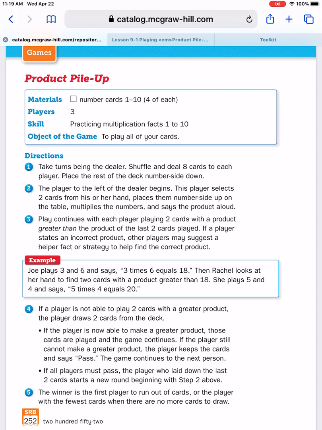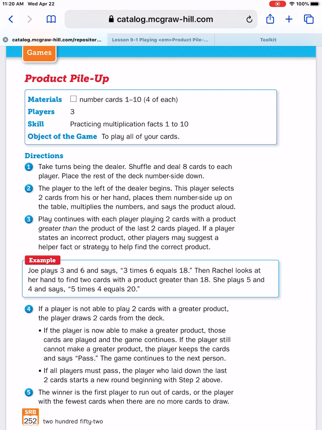Once that person puts down 2 of their cards, multiplies them and says the product, then the other player needs to look at their hand and find 2 cards that they can multiply to come up with a product larger than their opponent. If the other person does not have 2 cards in their hand that can multiply to equal larger than what their opponent put down, then they need to draw 2 cards from the deck.